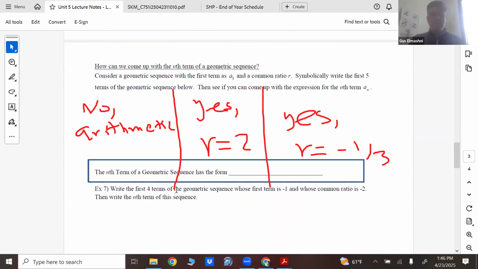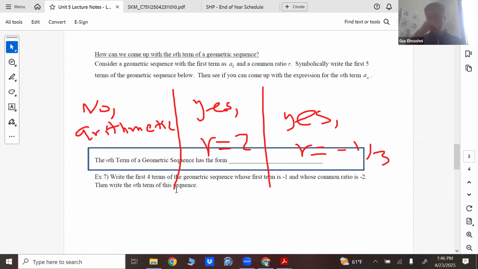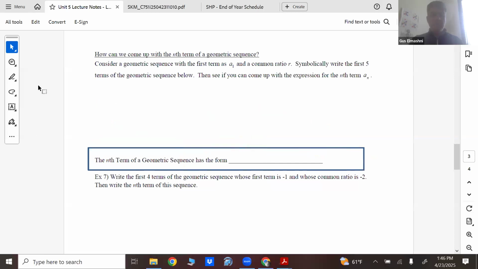Okay. Now, how can we come up with the nth term? Well, essentially multiply by the same number over and over again. If you think about it, A1 equals A1, right? Well, duh. What would A2 equal? A1 times R. What would A3 equal? Times R squared. What would A4 equal?